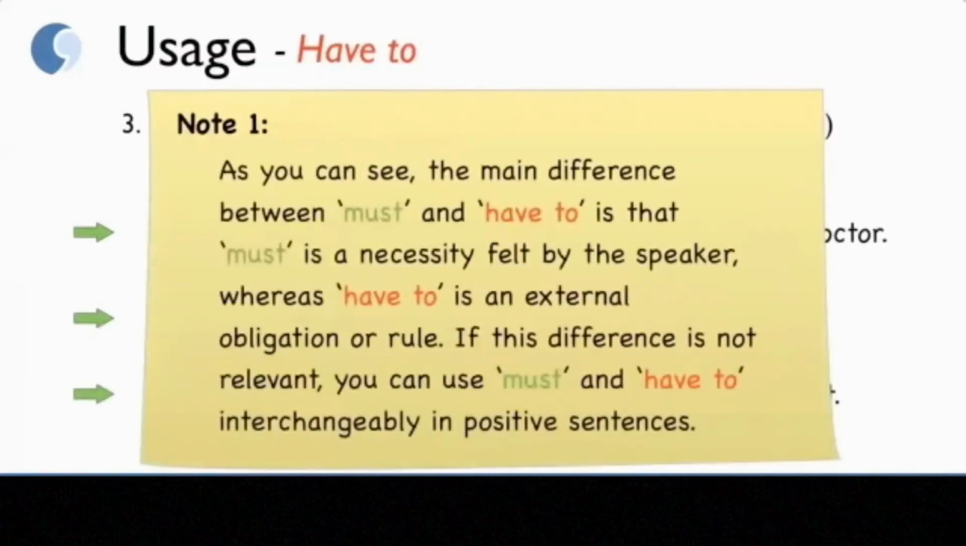Note, as you can see, the main difference between must and have to is that must is a necessity felt by the speaker, whereas have to is an external obligation or rule. If this difference is not relevant, you can use must and have to interchangeably in positive sentences.